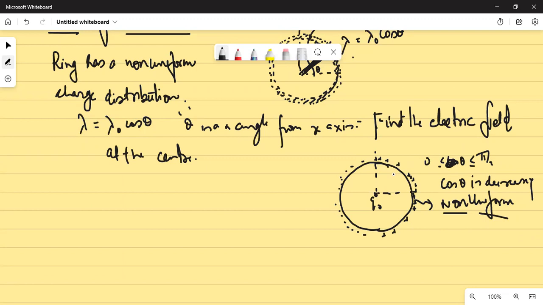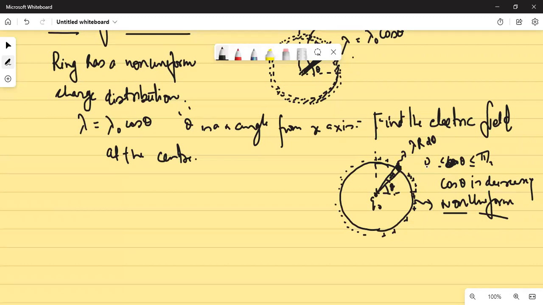Any ideas? So let me do it for you. I will take a differential element d theta at an angle theta. So this particular charge here would be equal to what? It will be lambda into r into d theta. Is that clear? This is r, this is d theta.